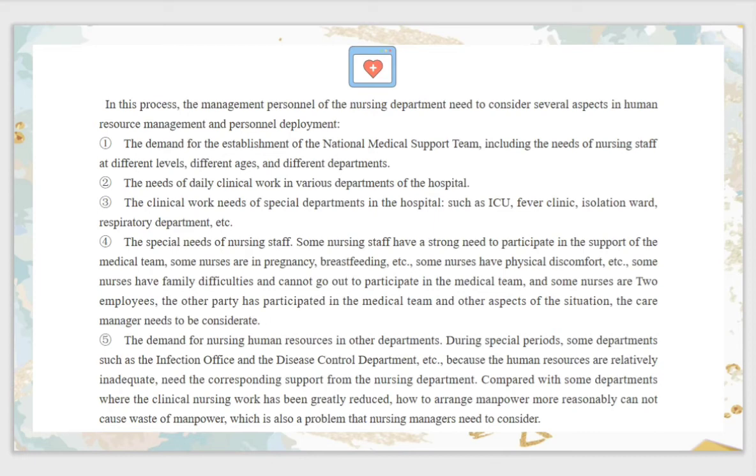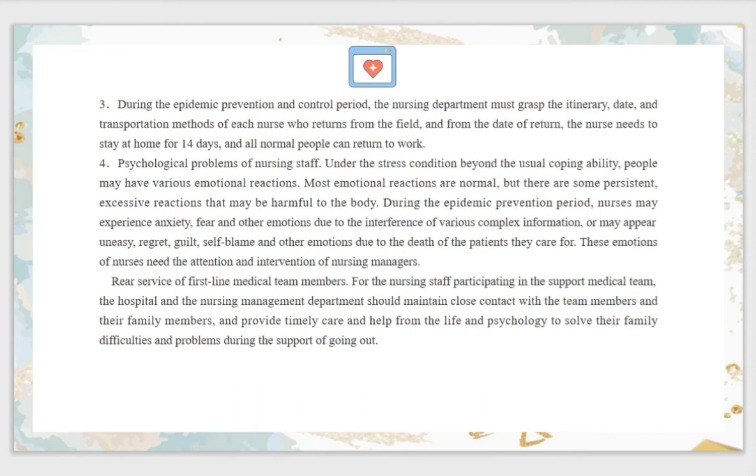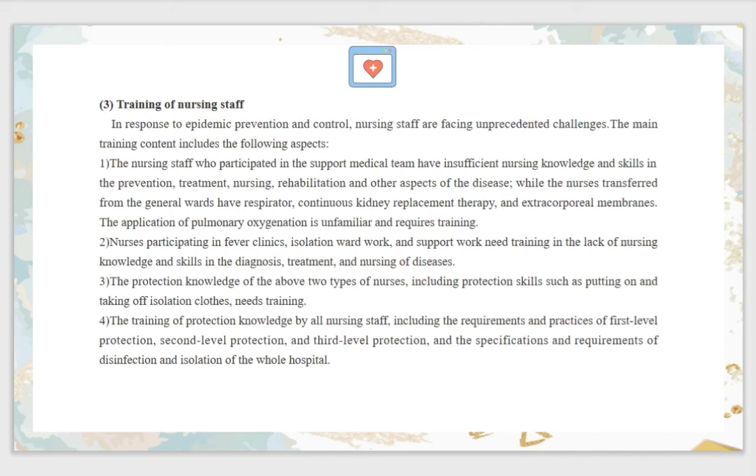The second problem is the administrative management and the humanistic care of nursing staff. The number of nursing staff accounts for a large proportion of hospital staff. The safety of the nurse team plays a crucial role in the safety of the whole hospital staff. Therefore, nursing managers need to pay attention to the safety of every nurse to ensure zero infection. Caregivers' temperature should be checked daily. And managers need to pay attention to bad emotions such as anxiety or self-blame.